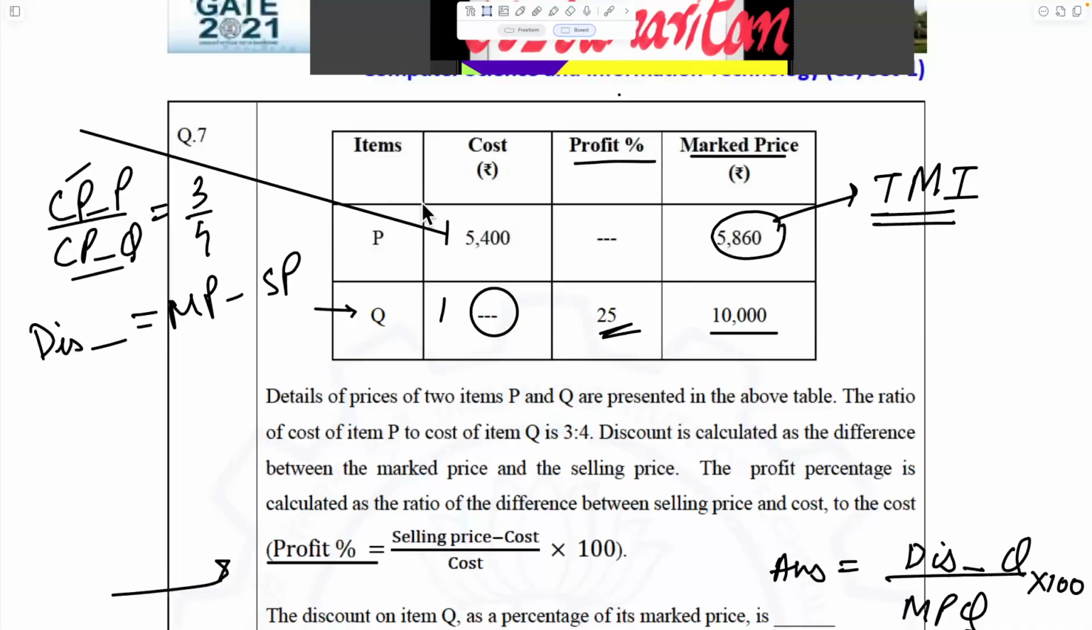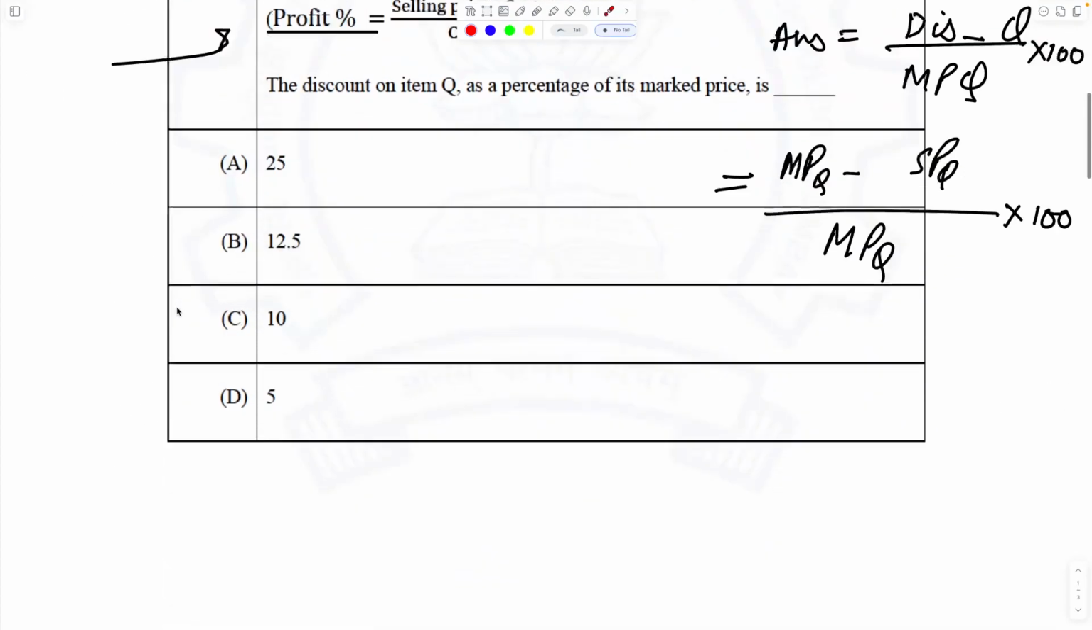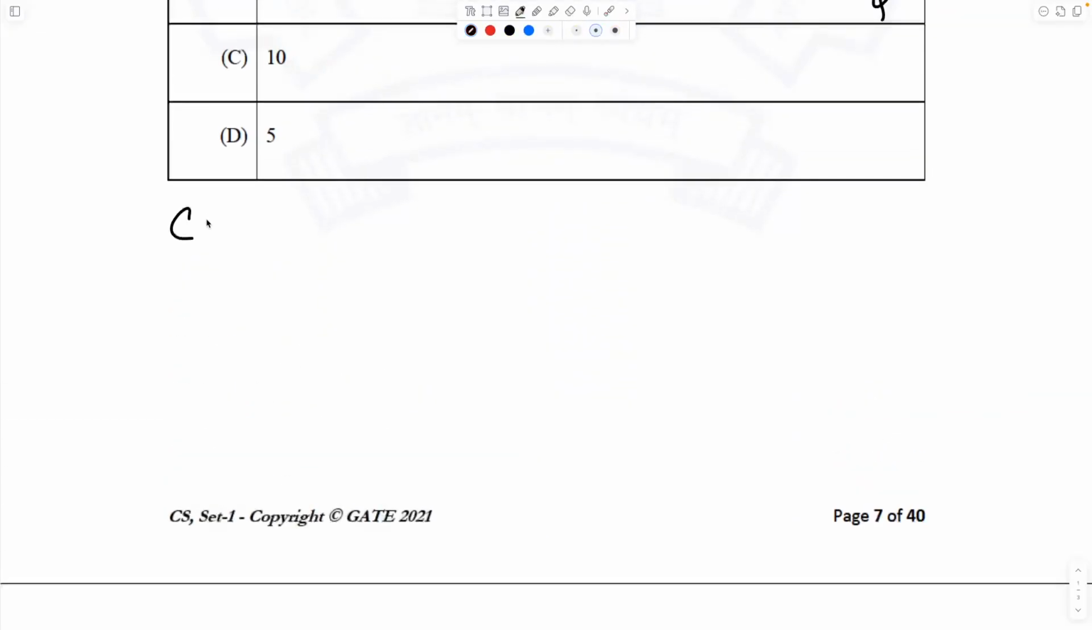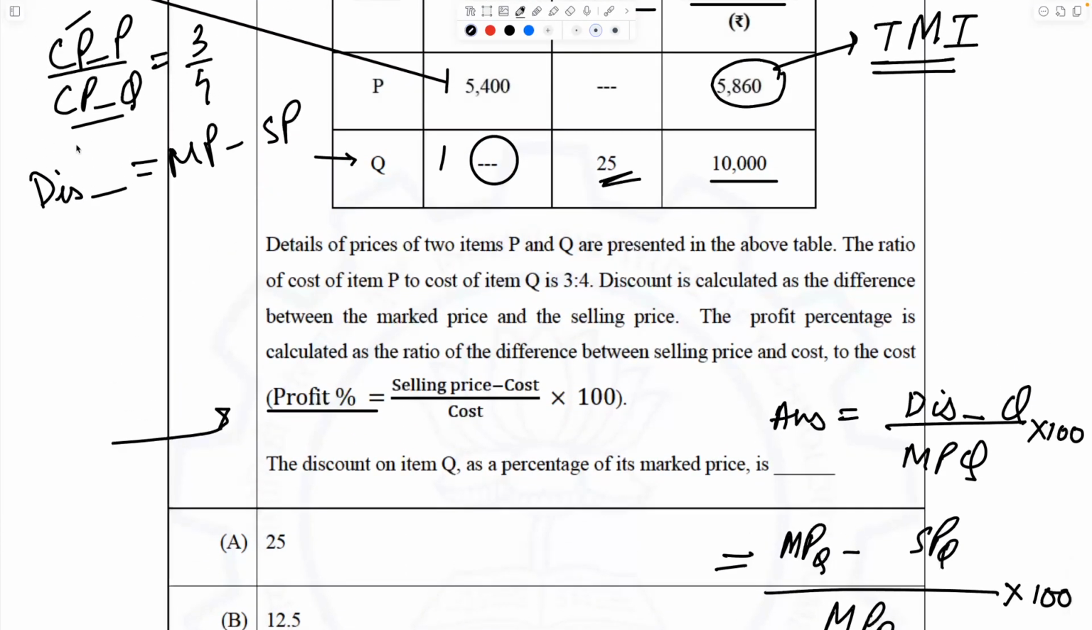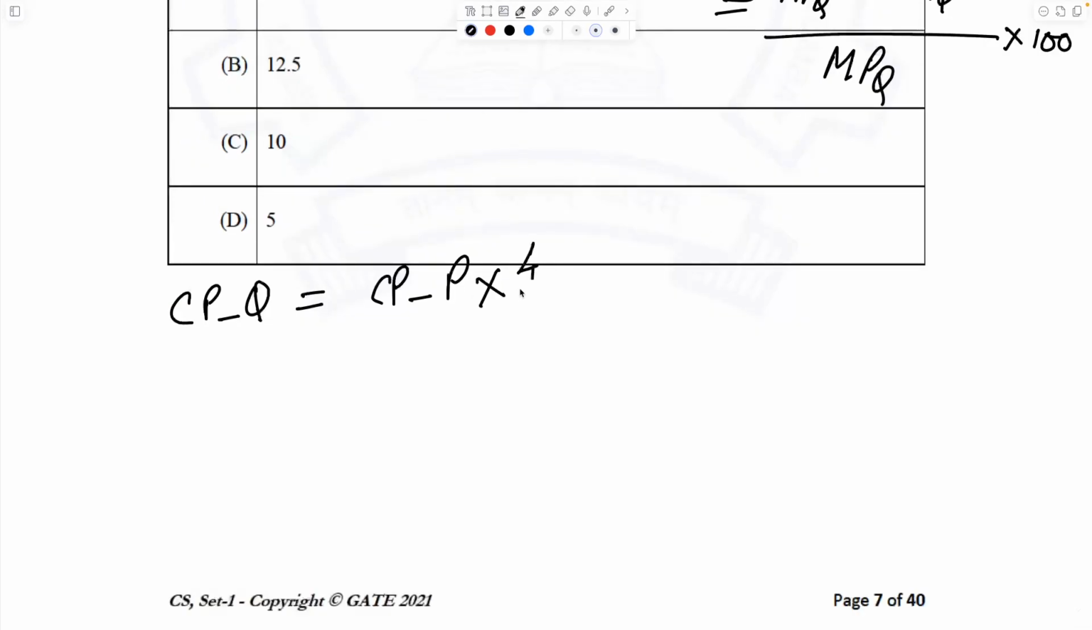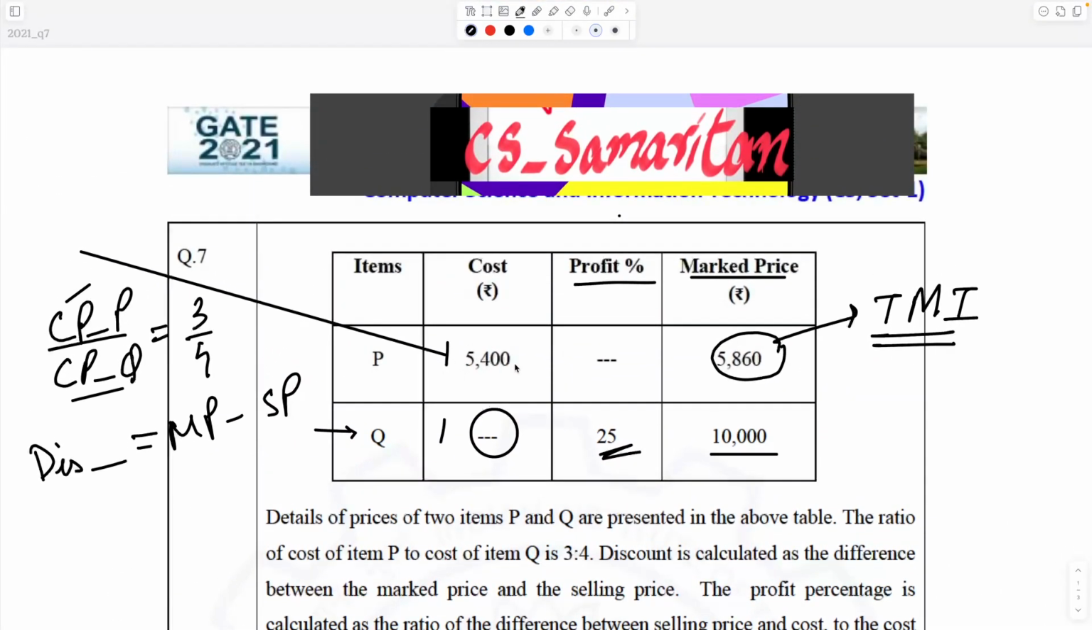So from this information, I'm going to first arrange this equation in such a way that I can directly apply the value of Cp, which we already know, to find Cq. Cp for Q can go to the right side, and this whole thing can go to the left side, giving us what? Let's just write it over here. So Cp of Q is basically equal to your Cp of P times 4 by 3, because 4 has gone up and 3 has gone down. And what is the value of Cp of P? Cp of P is 5400.